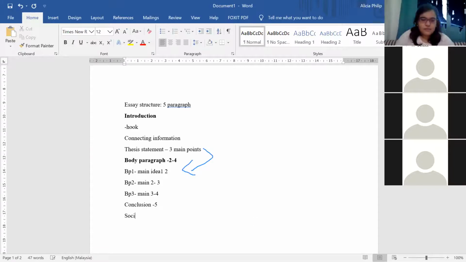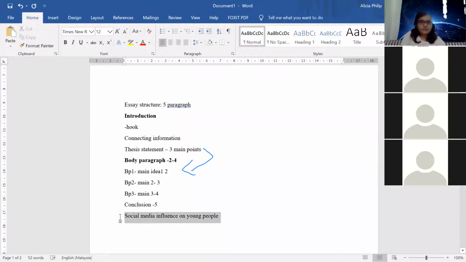Okay, this is your topic. That's your topic. Okay, what you do is in your Google, discuss how do you write the hook, connecting information and thesis statement. Which means every one of you should contribute in your team, contribute.